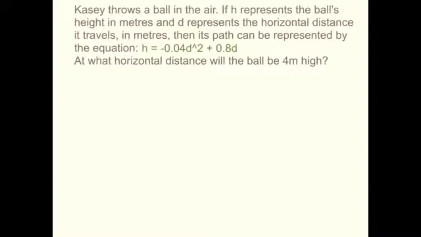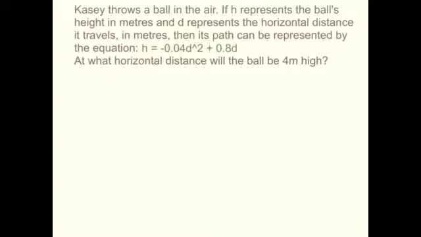Okay, so this one looks almost the same. Casey throws a ball in the air again. H still represents the ball's height in meters, and D represents the horizontal distance it travels, again in meters. And its path can be represented by the same equation, negative 0.04 d squared plus 0.8 d. Now I want to know what horizontal distance the ball will be 4 meters high. So this feels almost exactly the same.